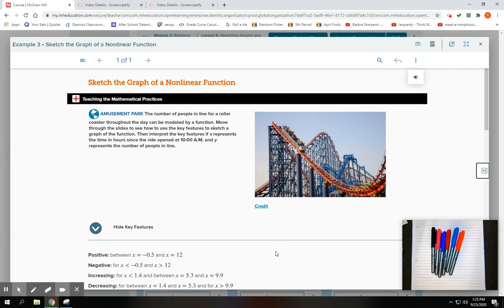The number of people in line for a roller coaster throughout the day can be modeled by a function. Move through the slides to see how to use the key features to sketch a graph of a function. Then interpret the key features if X represents the time in hours since the ride opened at 10 a.m. and Y represents the number of people in line.